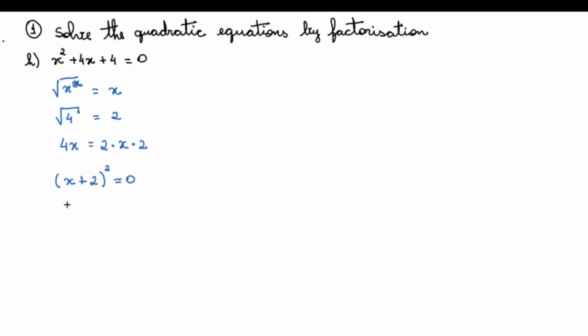And now we can solve this equation. Take the square root of both sides. We can write x plus 2 equals 0. And finally, find the solution of this equation.